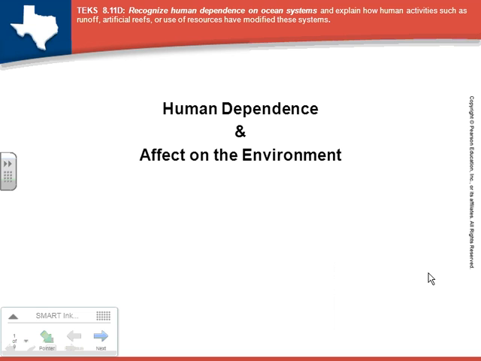I'm going to talk with you today about human dependence and effect on the environment. So if you'll look up here at the top, we need to be able to recognize human dependence on ocean systems and explain how human activities such as runoff, artificial reefs, or use of resources have modified these systems.